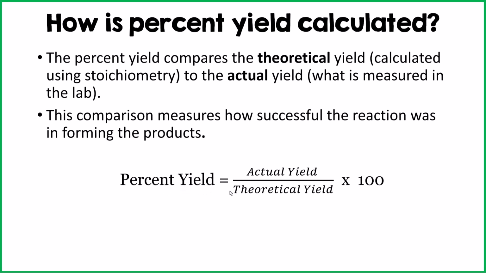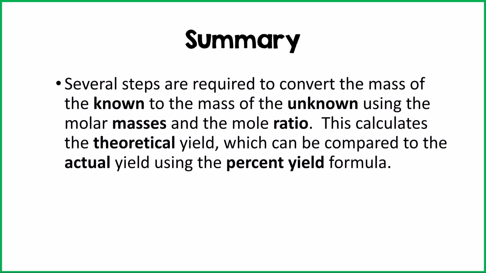So our percent yield is calculated by taking the actual yield, which is from the lab, the number of grams that were actually found in the lab, divided by the theoretical yield, which we calculated through stoichiometry, times 100. And you'll get some practice problems to do with that during this unit. So in summary, several steps are required to convert the mass of the known to the mass of the unknown using the molar masses and the mole ratio. This calculates the theoretical yield, which can be compared to the actual yield using the percent yield formula.